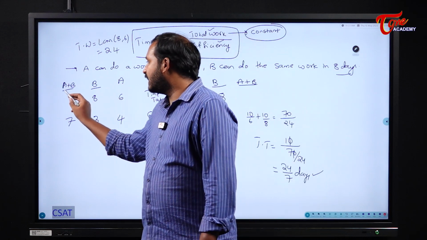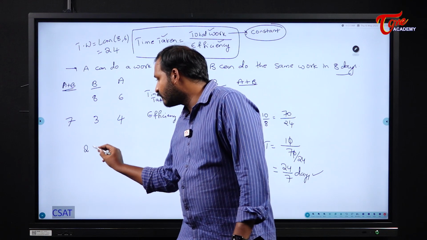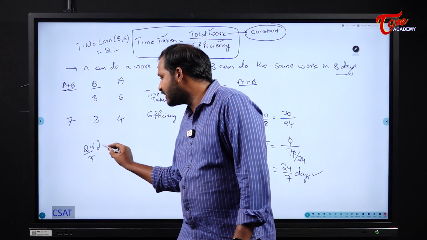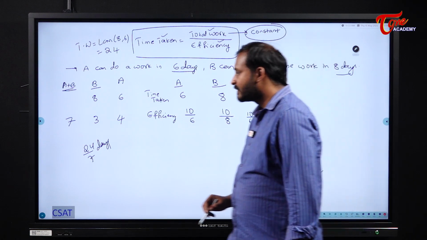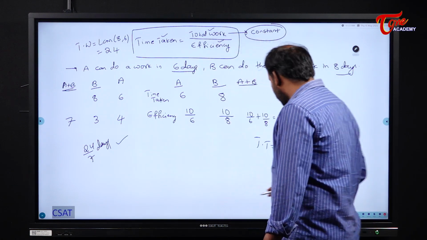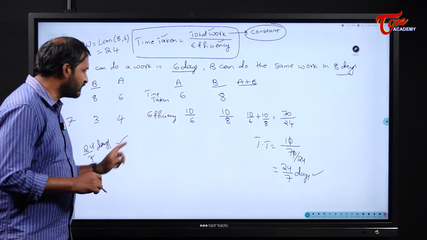And what is the time taken by A and B together? Total work by efficiency. That is 24 by 7 days. That means A and B together can do the work in how many days? 24 by 7 days. Now, here you got the same answer. What is the difference between this one and this one?